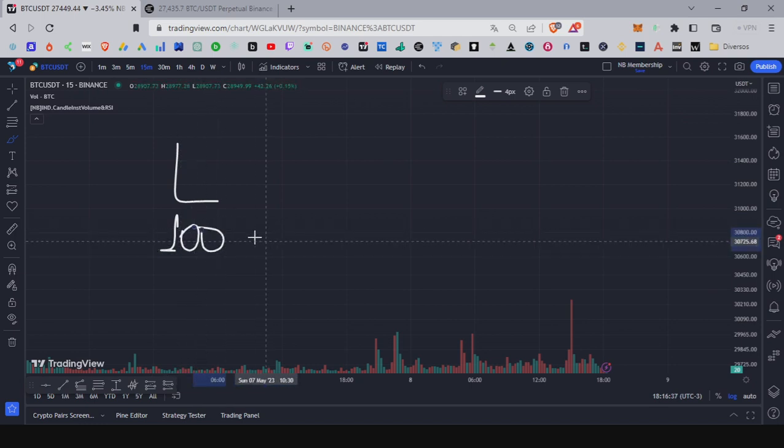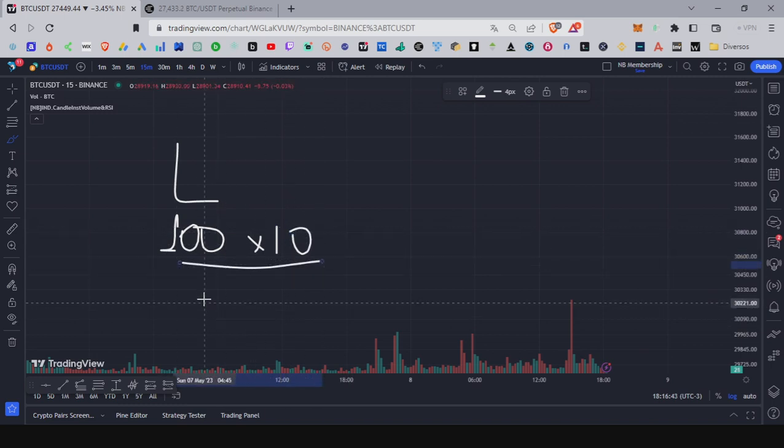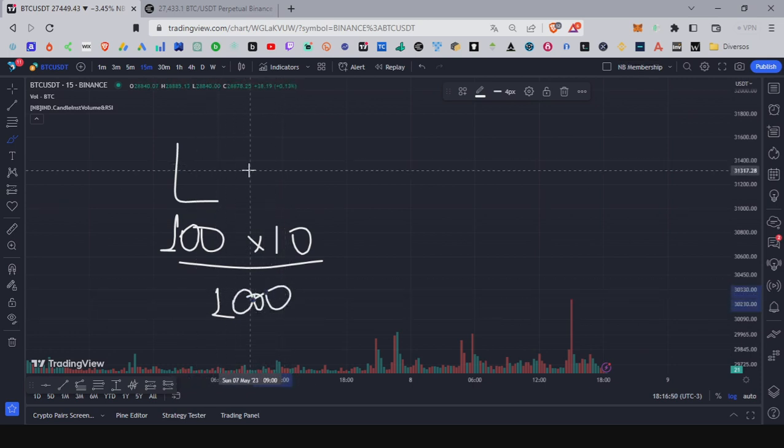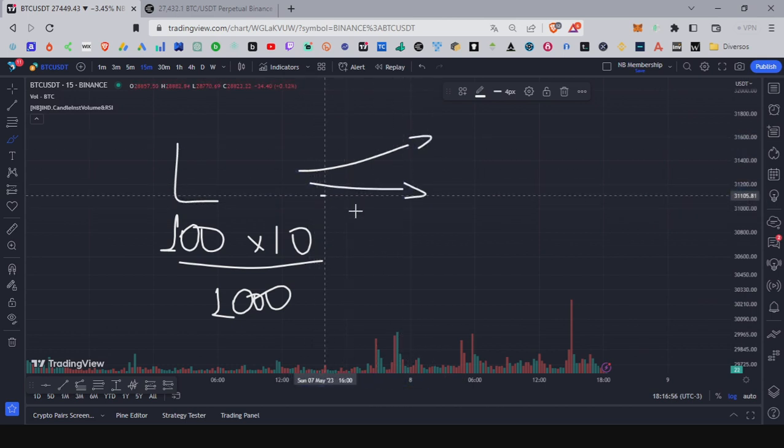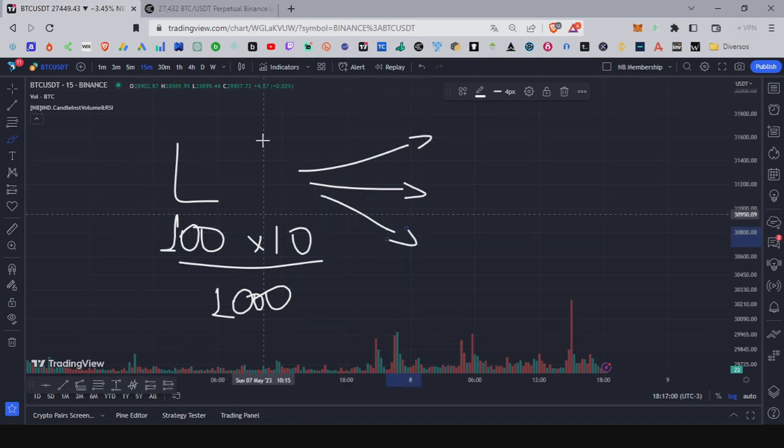And we want to use, for example, 10 times leverage, okay? So in the end, my net position is going to be exactly $1,000, right? So in order to open this long position, I want to find in the market people that want to open short positions, right? Because I need someone to take the counterpart of my trade, otherwise my long trade won't be open.